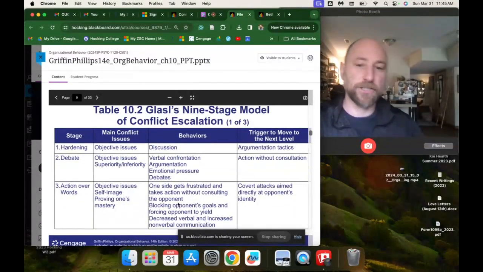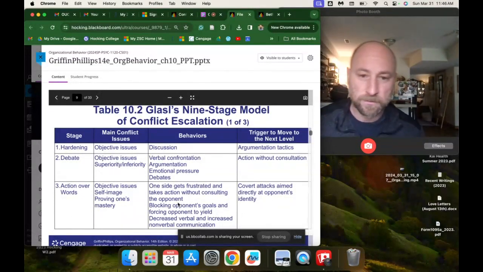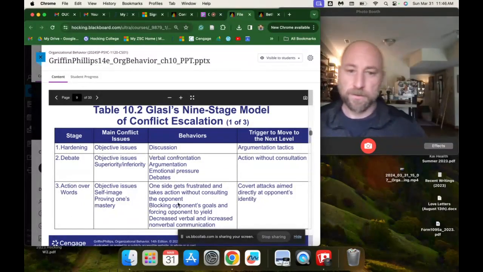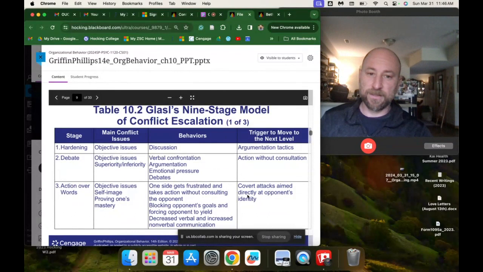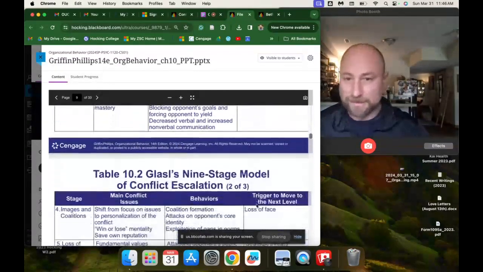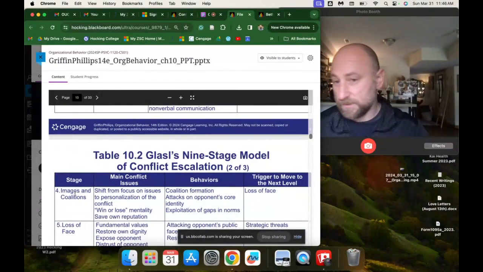One side gets frustrated and takes action without consulting the other person, the opponent, blocking the opponent's goals, forcing the opponent to yield, decreased verbal and increased nonverbal communication. Now the next thing that escalates that is covert attacks aimed directly at the opponent's identity. Okay, which leads to images and coalitions, right?